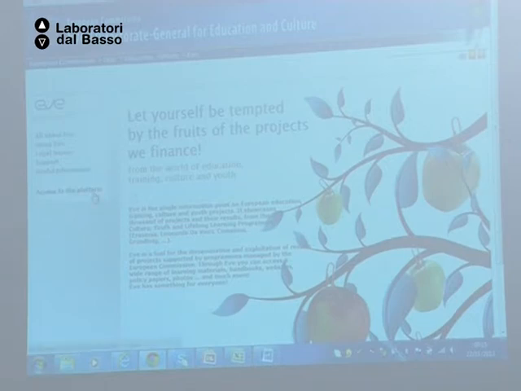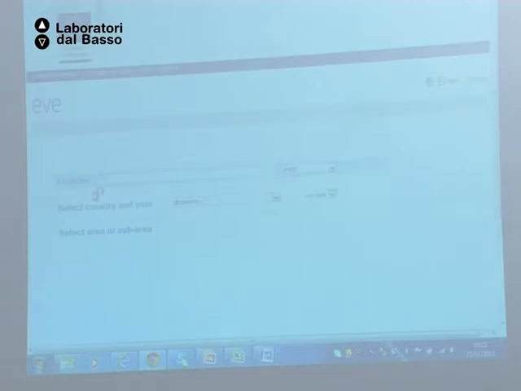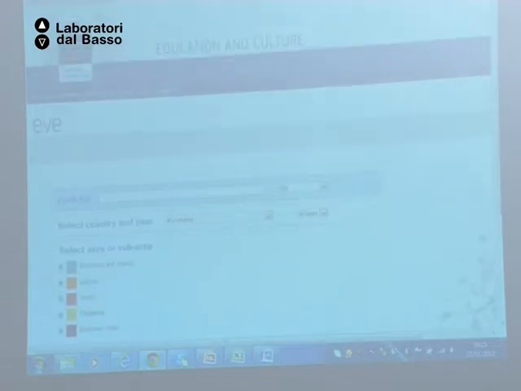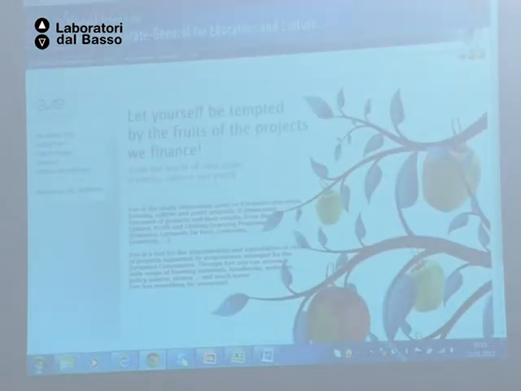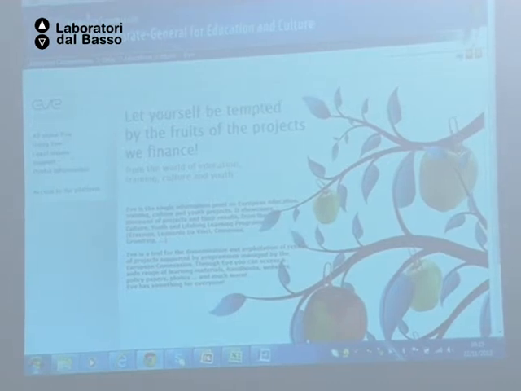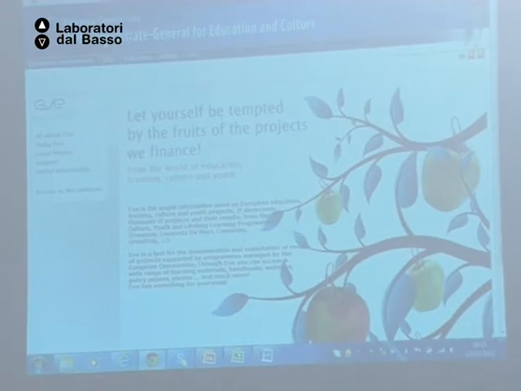You access the platform. Can you see it? Did you see how I access the platform? Okay, you are on the EVE website. Here you can see the connection with the European Commission, the Directorate General of Education and Culture, DGEC.